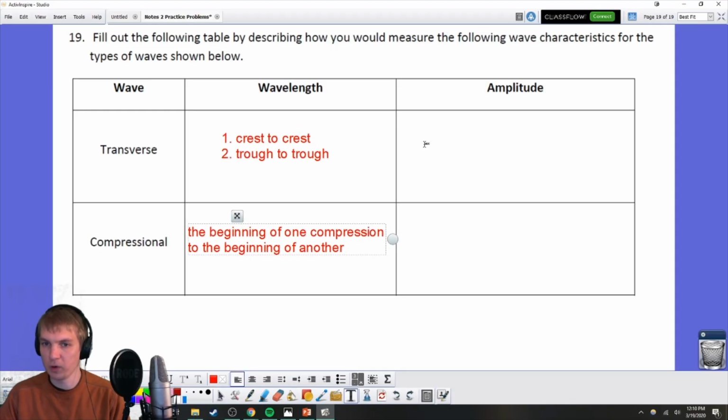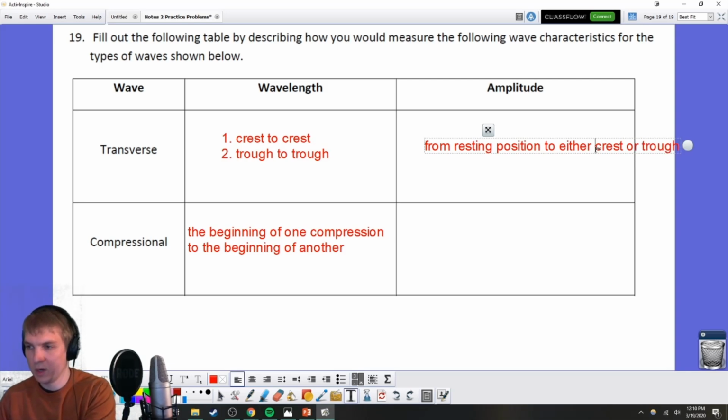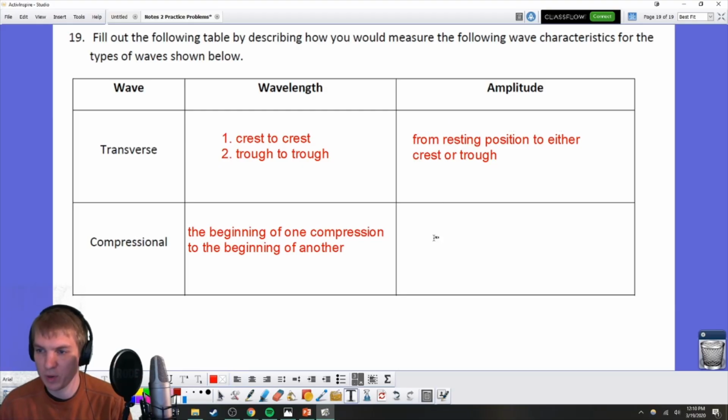Talking about amplitude for a transverse wave, amplitude is measured from resting position to either crest or trough. It doesn't really matter which one you measure to, whether from the resting position to the crest or the resting position to the trough. The number should be the same. You might get a magnitude that's either positive or negative, but the actual number itself should be the same. And then finally, the amplitude in a compressional wave is going to be the width of the compression.